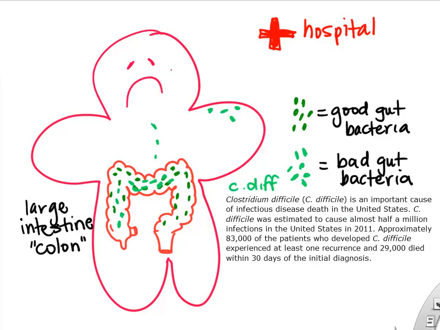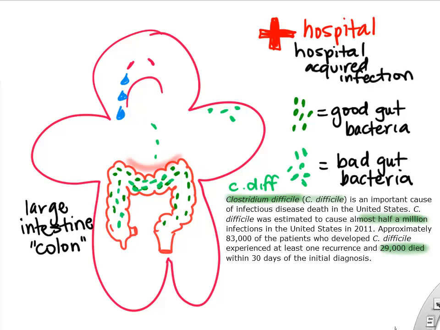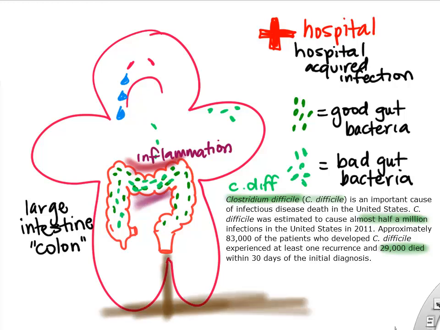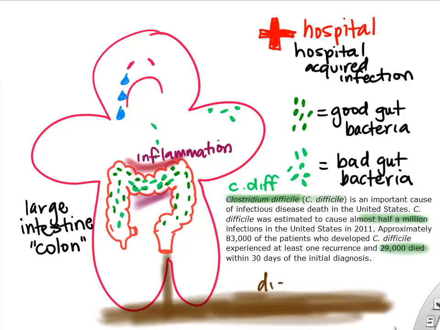This Clostridium difficile, or C. diff, is quite a problem, because it can cause inflammation of the large intestine and some pretty bad diarrhea. Often it's hospital acquired, so this infection is encountered during your hospital stay. Again, it causes inflammation and severe diarrhea, making you very sick, especially if you're already sick in the hospital.